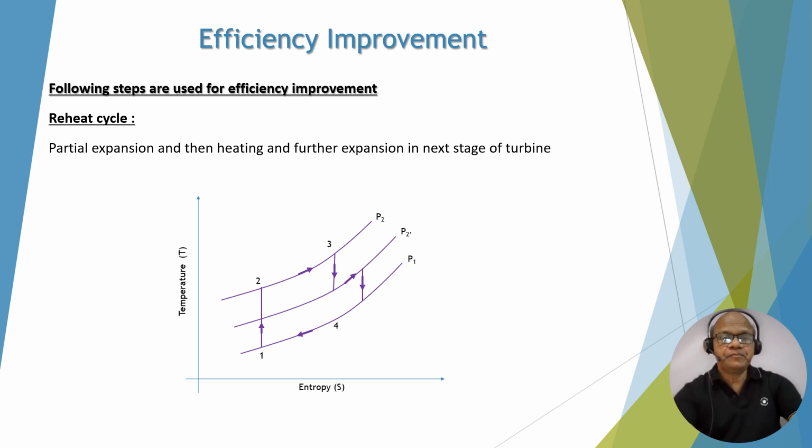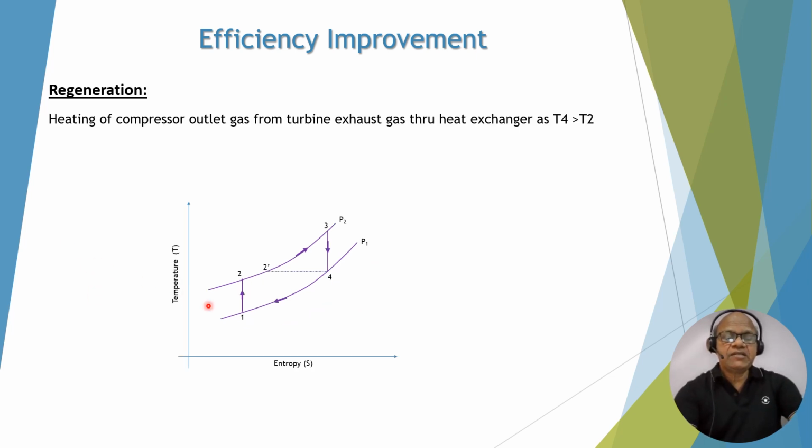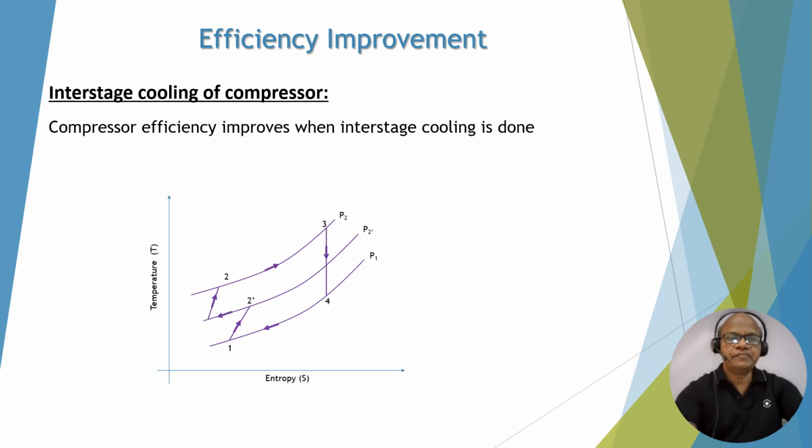That is called reheat cycle. And regeneration, you can see the heating of the compressor outlet gas by the exhaust of the turbine, because exhaust temperature is more than the outlet. So this is called the regeneration process, through which also we can increase the efficiency of gas turbine system.